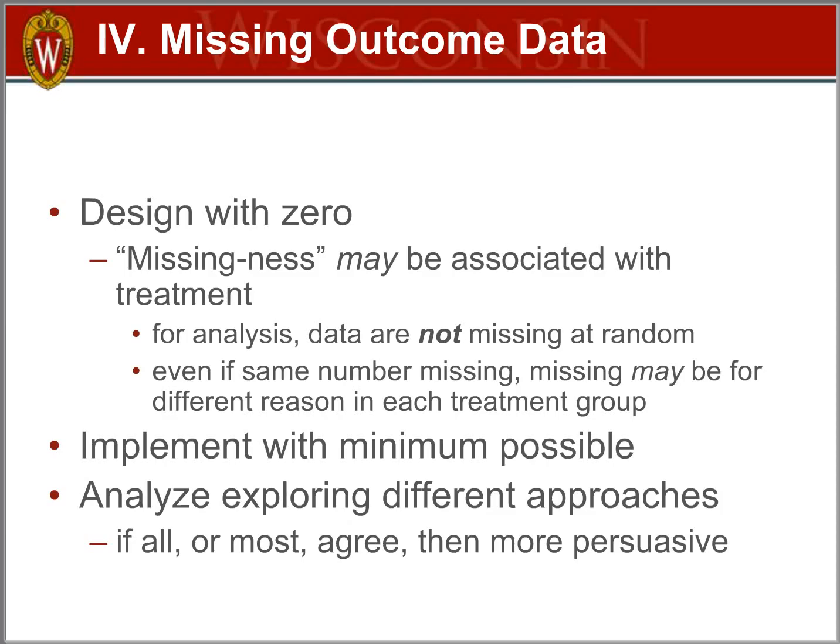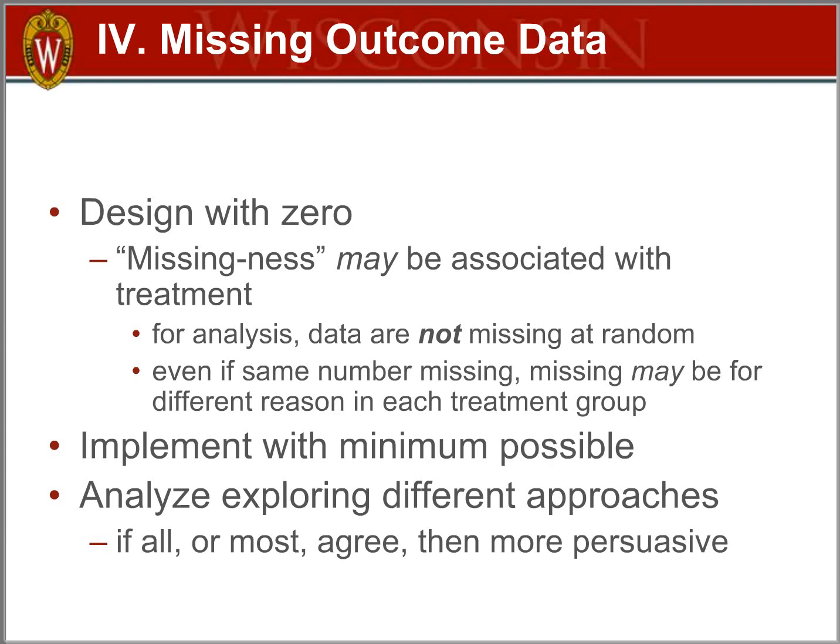Missing data, a real problem for any trial. You want to reduce your missingness. You'd like it to be zero. Sometimes it's not possible. The problem is that the missingness may be associated with treatment, or at least patient progress. For our purposes, data are not usually missing at random. There's a reason it's missing. If the number of patients missing is substantial, again, we have the opportunity to be missing an important signal.